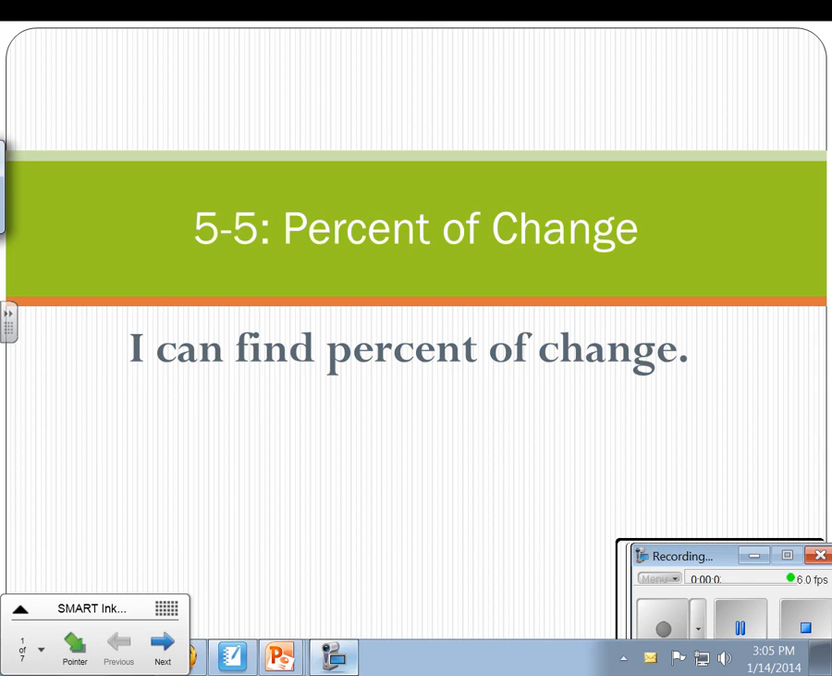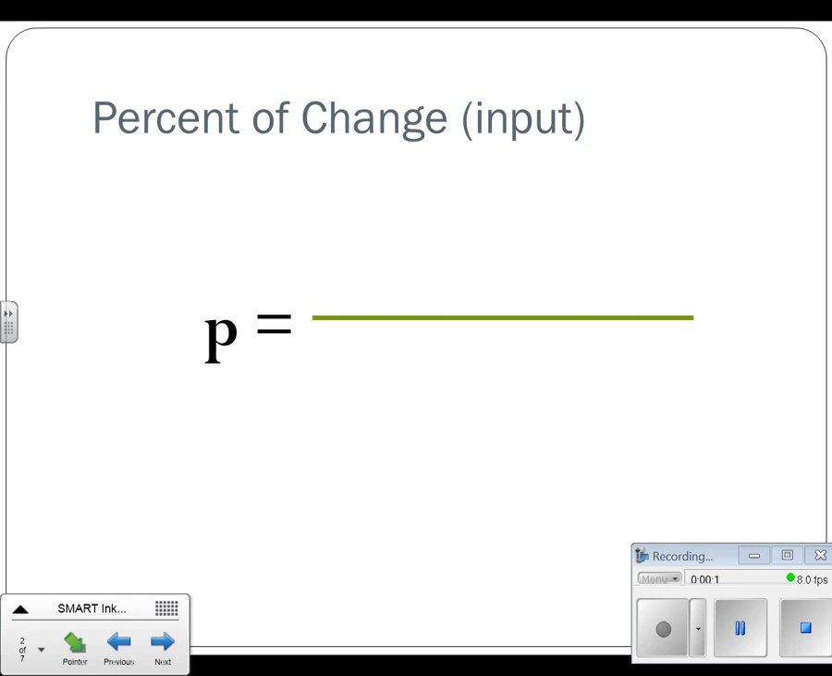In this video 5.5, we're going to be looking at percent of change. By the end of the video and work time in class, you should be able to say, I can find percent of change.